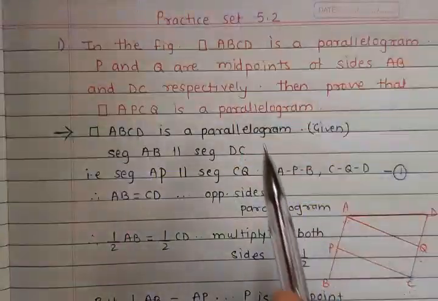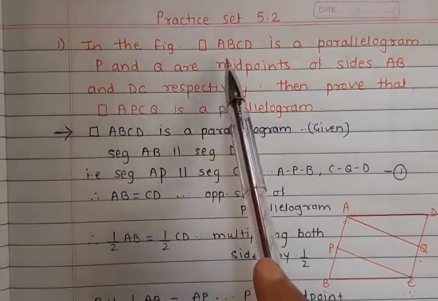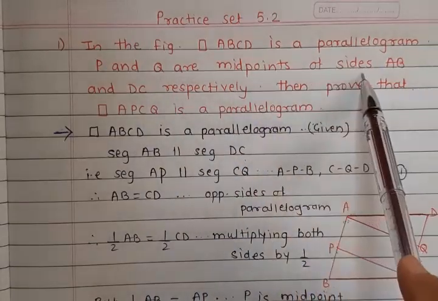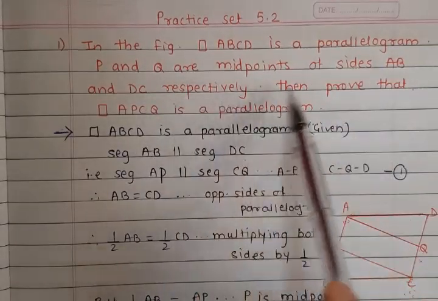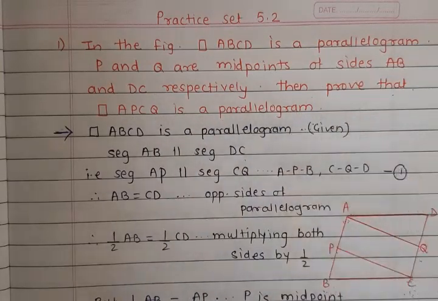Now I am going to explain practice set 5.2. See the first example. In the figure, quadrilateral ABCD is a parallelogram. P and Q are the midpoints of sides AB and CD respectively. Then prove that quadrilateral APCQ is a parallelogram. Look at the diagram. Here it is given that ABCD is a parallelogram, in which P and Q are the midpoints of AB and CD respectively. We have to prove that APCQ is a parallelogram.